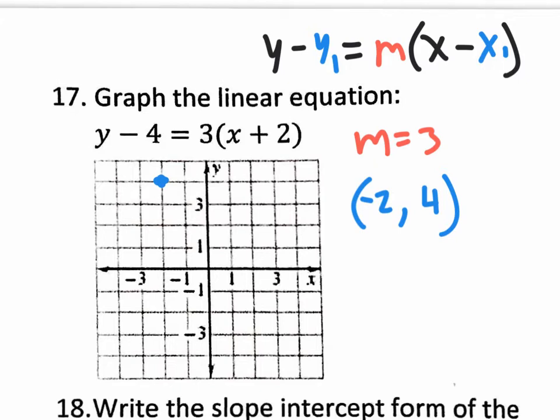And now from that dot, you're going to use the slope of going up 3 over 1. But if you do go up 3 over 1, it's going to be off the graph already. So use the pattern backwards, down 3 over 1 backwards.